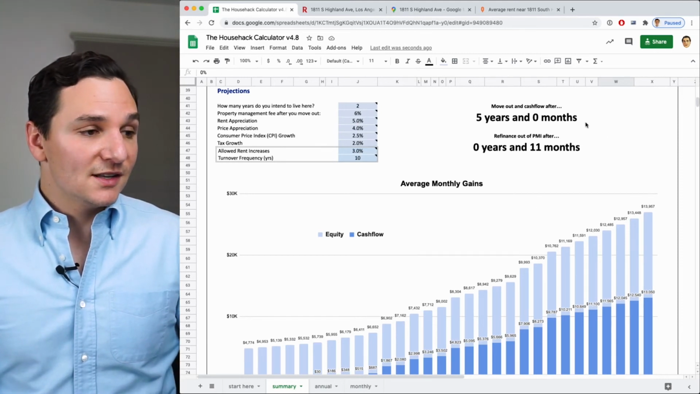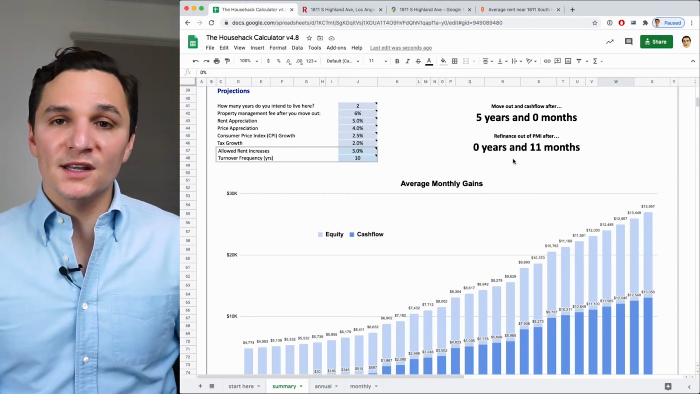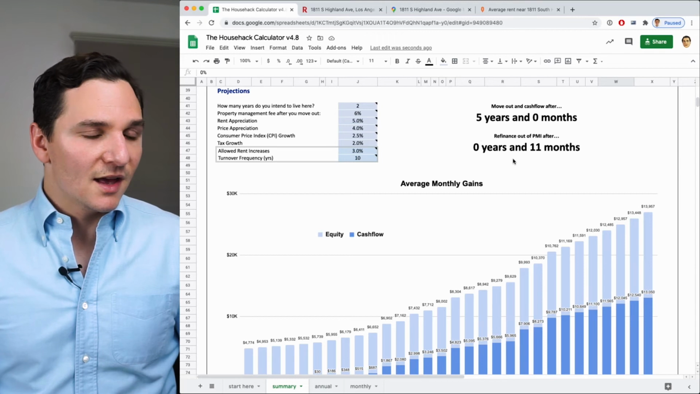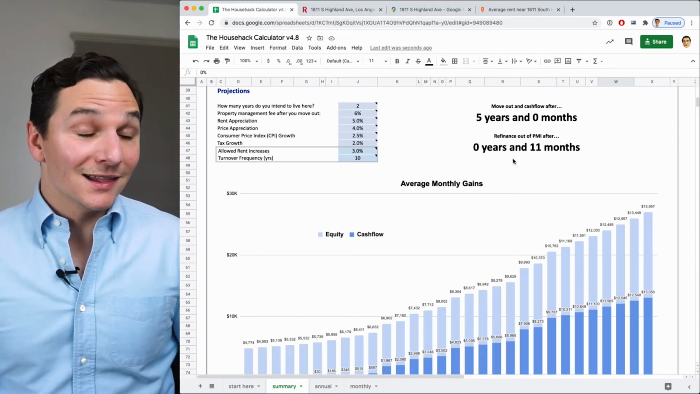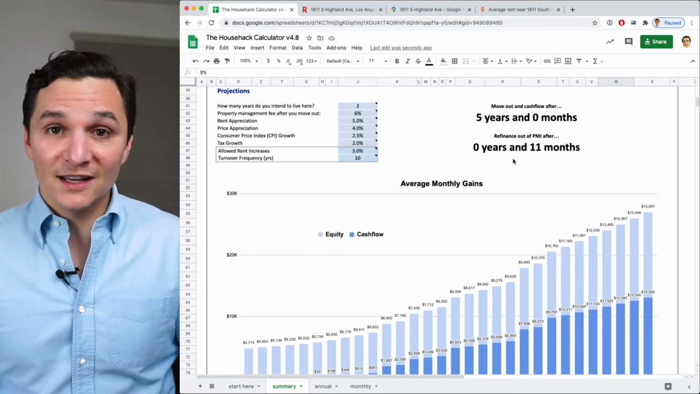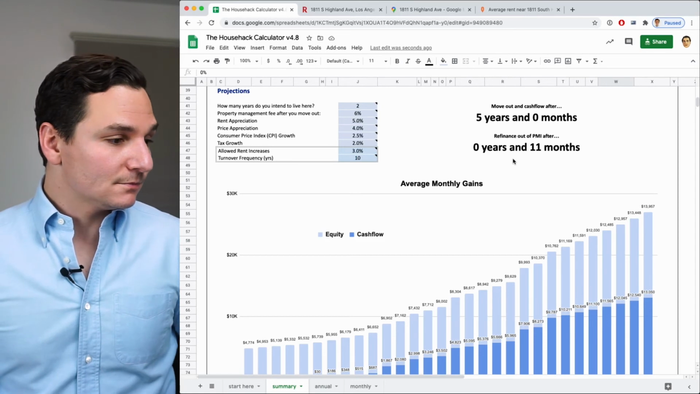But what this tells us, which is good to know, is that after living here for a year, we'll have enough equity in the property that we can go back to the bank and negotiate a new loan without PMI. And that's probably going to create a lot more cash flow, perhaps still negative while we live there, but perhaps positive even after the first year.